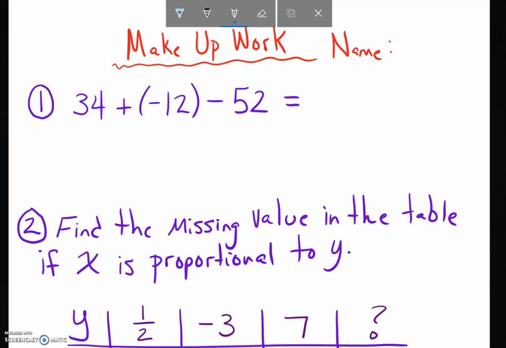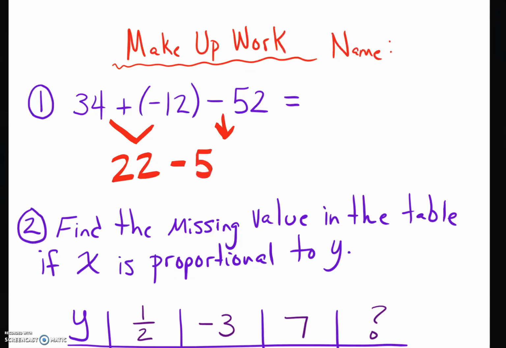So we're going to use order of operations. And the first thing we'll do is add 34 and negative 12. It's addition with opposite signs. Remember, adding a negative is the same as subtraction. So this ends up being 22. We bring down what we didn't use yet, minus 52.